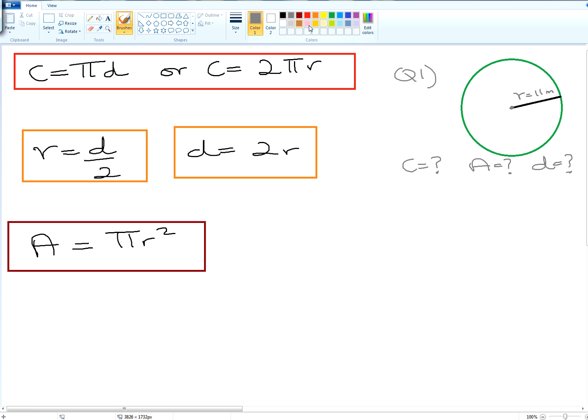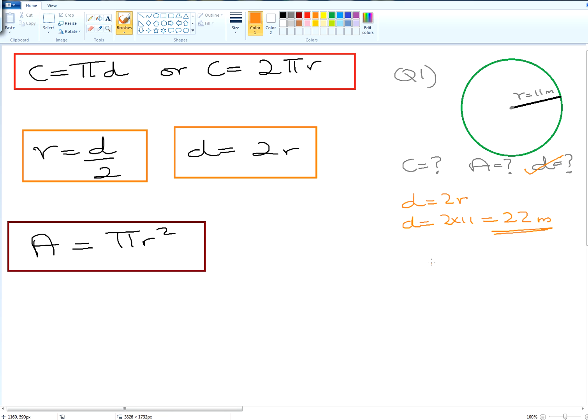The easiest thing for us to work out first is the diameter. Now we know from the formula that the diameter is equal to double the radius. What is the radius? 11 meters. So diameter equals 2 times 11. Diameter equals 22 meters. So the diameter is done.